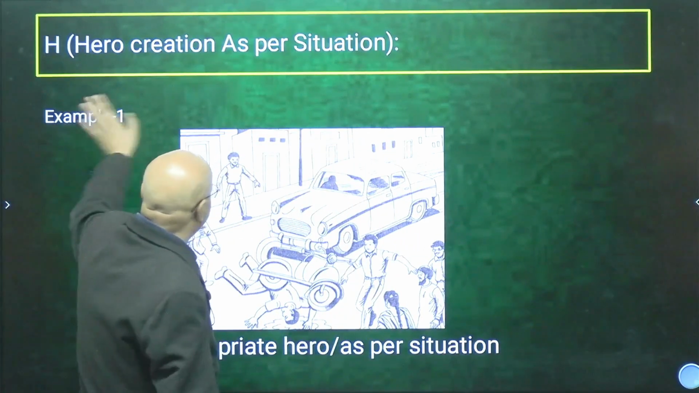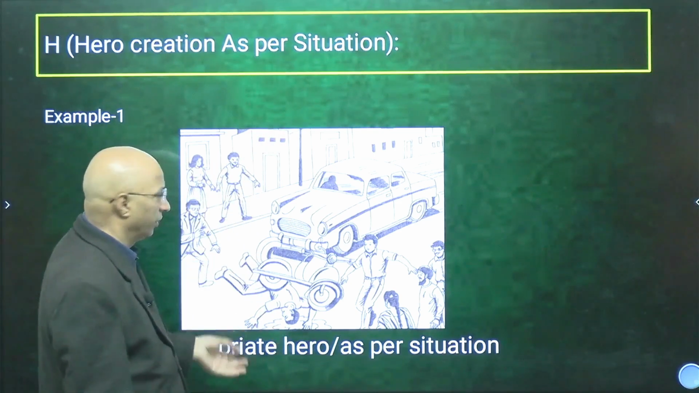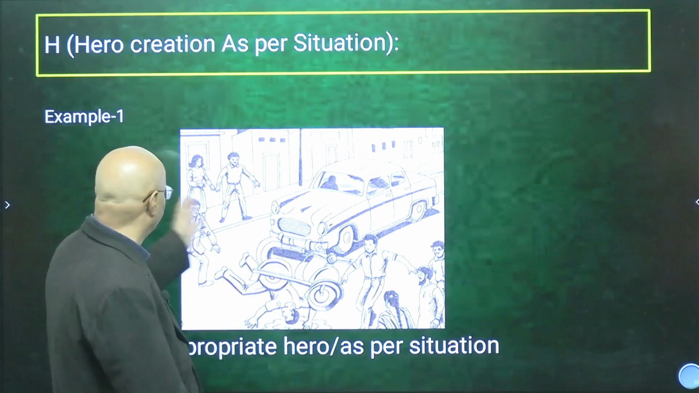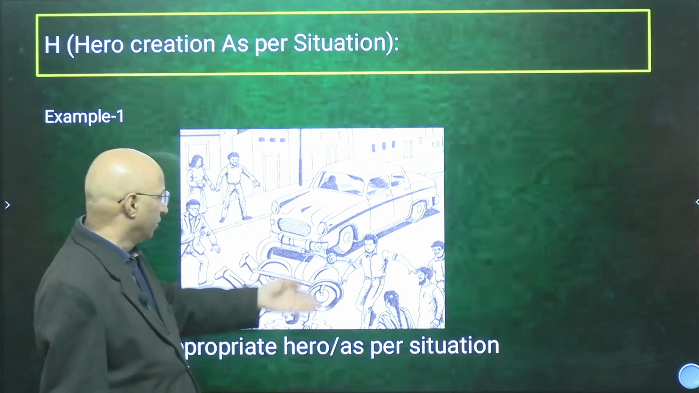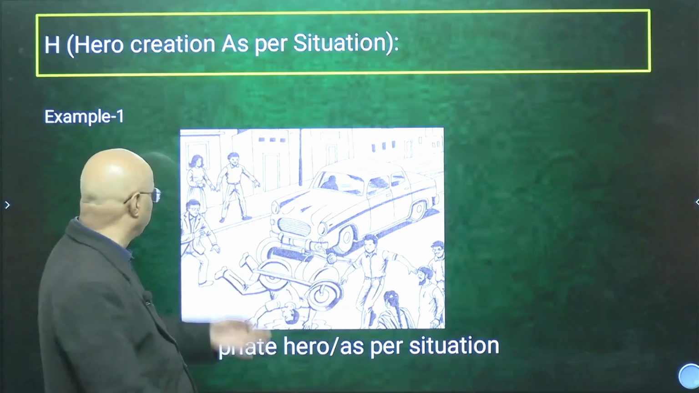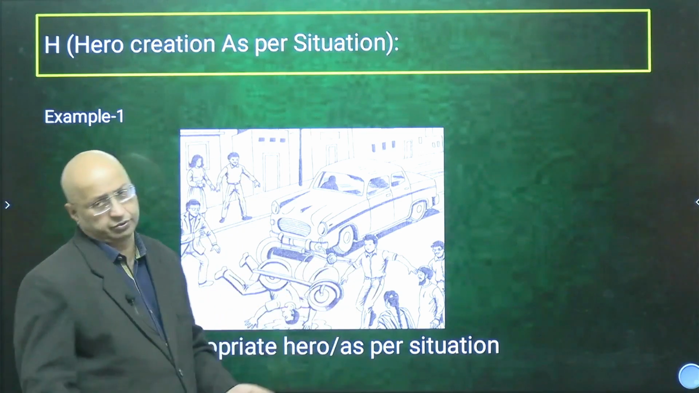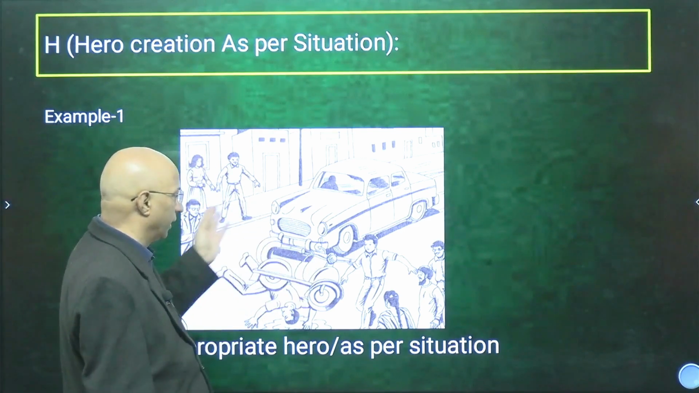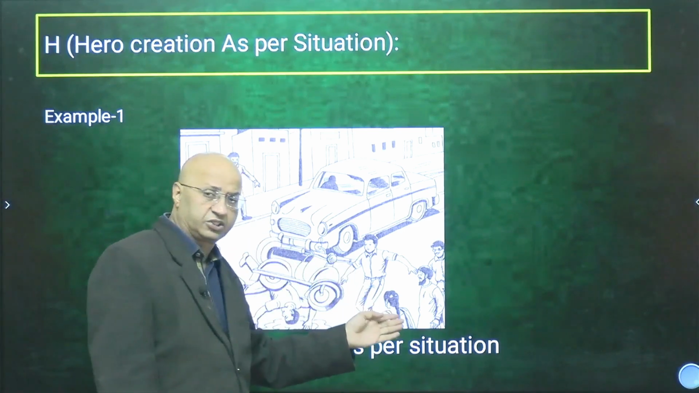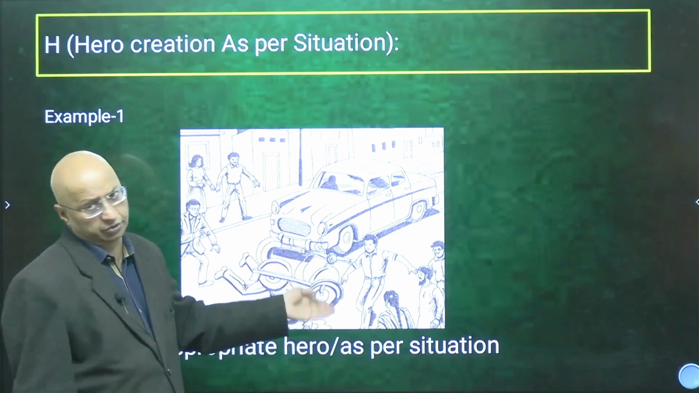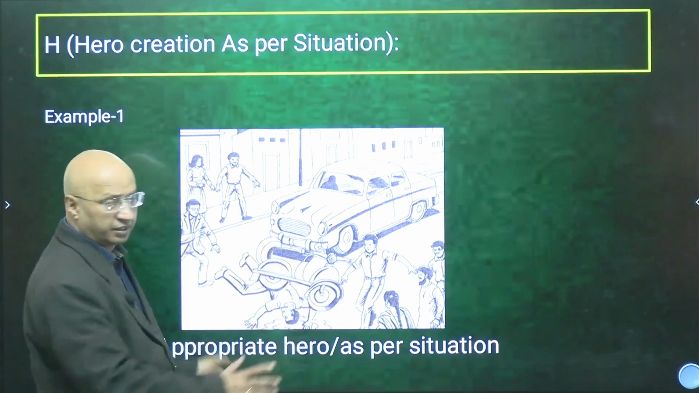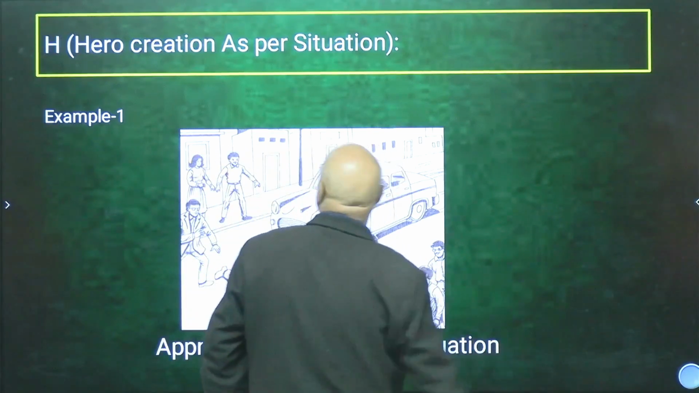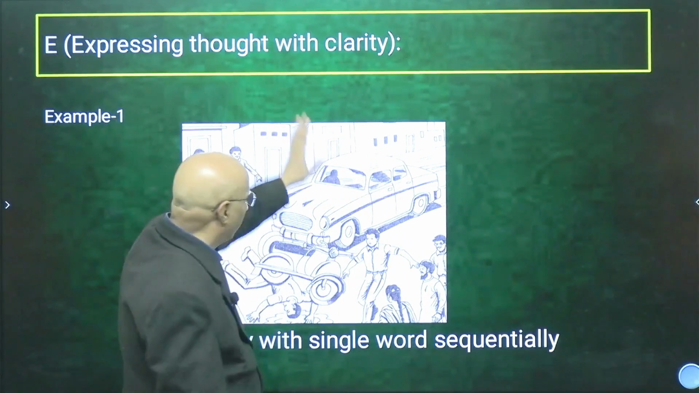Next, hero creation as per situation. Now when you are writing a story, you should have a right hero. The person can be any right person here. If you are a girl, you want to make the girl come forward, you can do that. If you want to make a man come and help, you can. If you want to make a youngster the hero, you can do that. So this way you have created a right person. Is it clear?